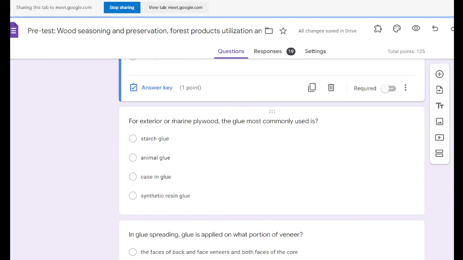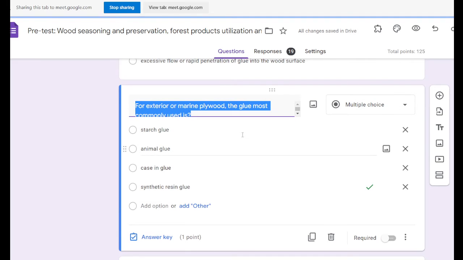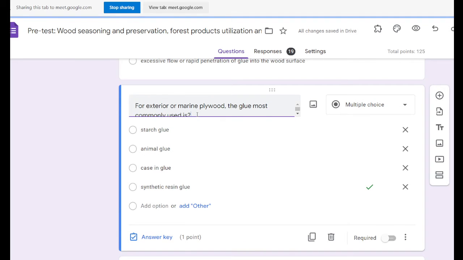For exterior or marine plywood, the glue most commonly used is kining synthetic resin glue. Okay? For exterior and marine plywood, which is highly in contact with water. Since resin glues are hydrophobic, dili maka-penetrate ang water sa iyahan.